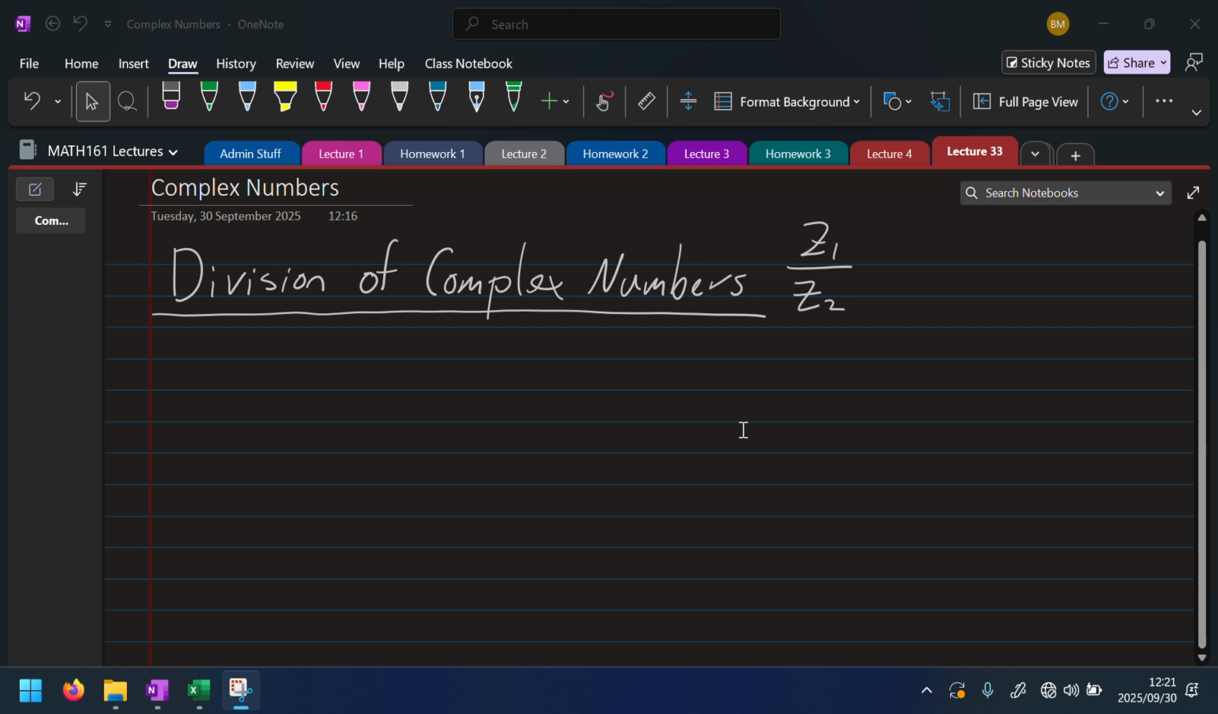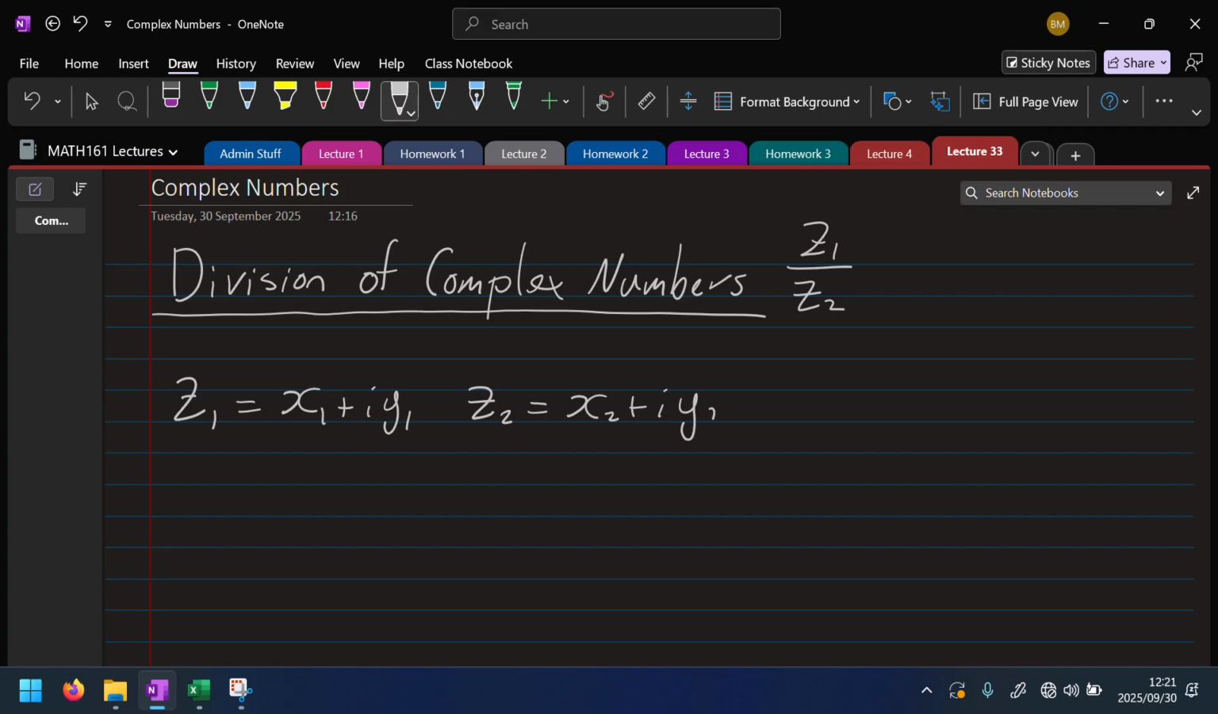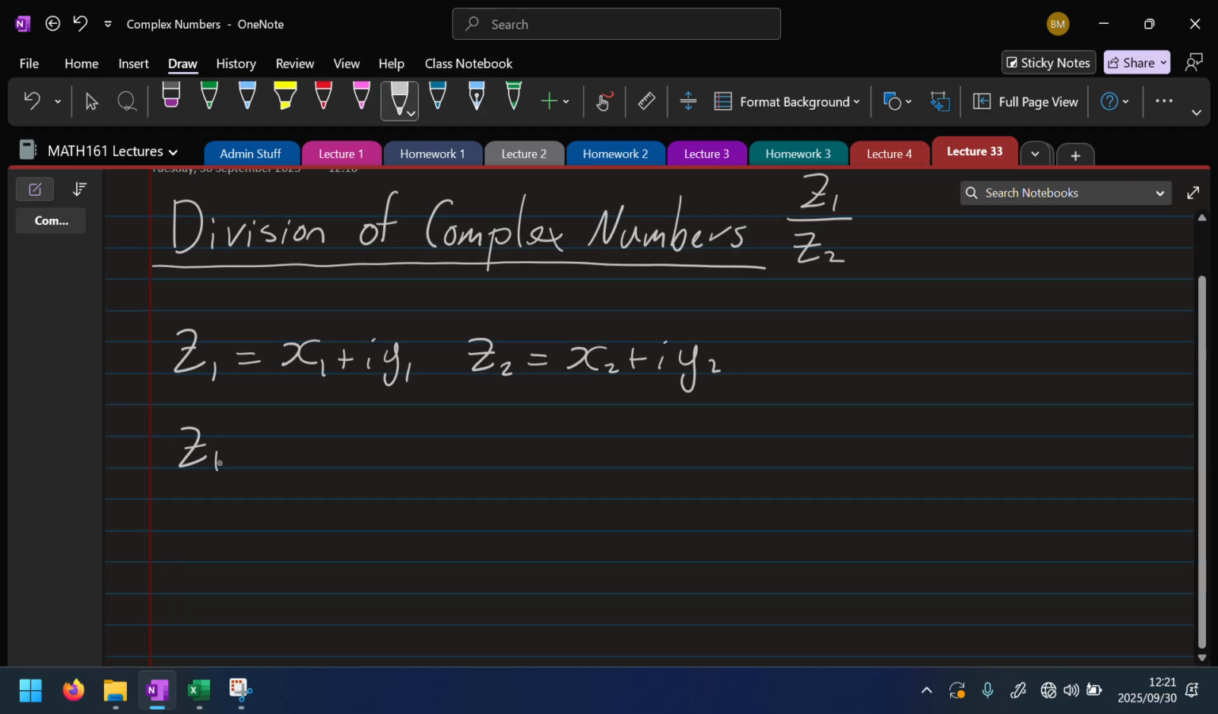So we're going to finish off with the complex number arithmetic by looking at the division of complex numbers. Let's say we have a complex number Z1, which is x1 plus i y1, and Z2, which is x2 plus i y2. We want to find the division or the quotient of these two. So what is Z1 divided by Z2?